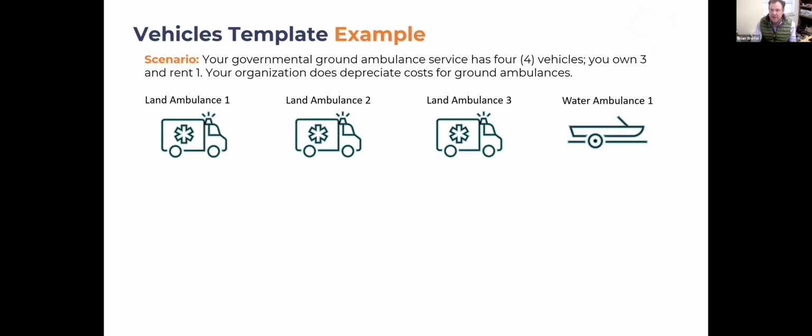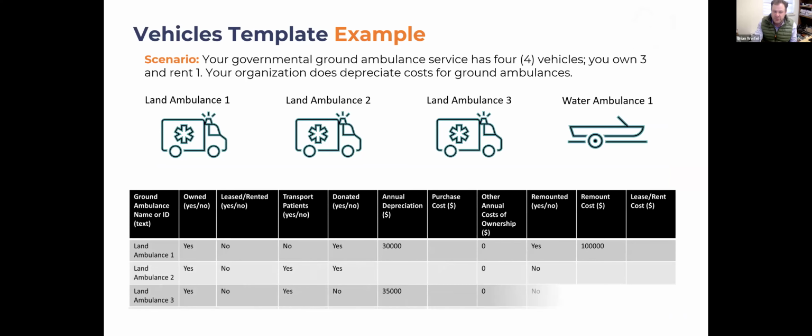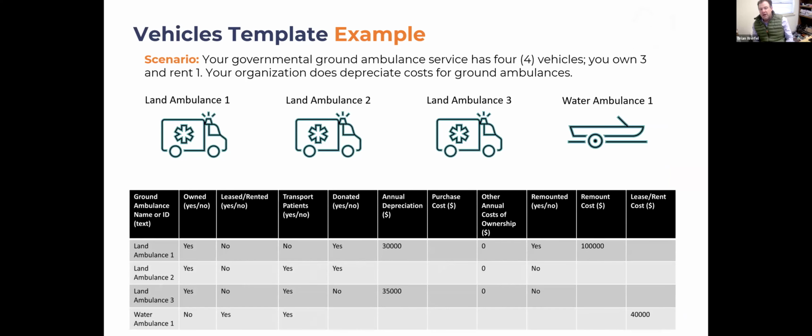I apologize for that. So just an example of how this would be done if you have 4 vehicles. In this case, the company is indicating that they own 3 of the vehicles. The 4th one is a water ambulance. No, they don't own it. In fact, they lease it. They used vehicles 2, 3, and the water ambulance to transport patients in that given year. The first ambulance was donated to them, as was the second ambulance. The third ambulance they purchased outright.